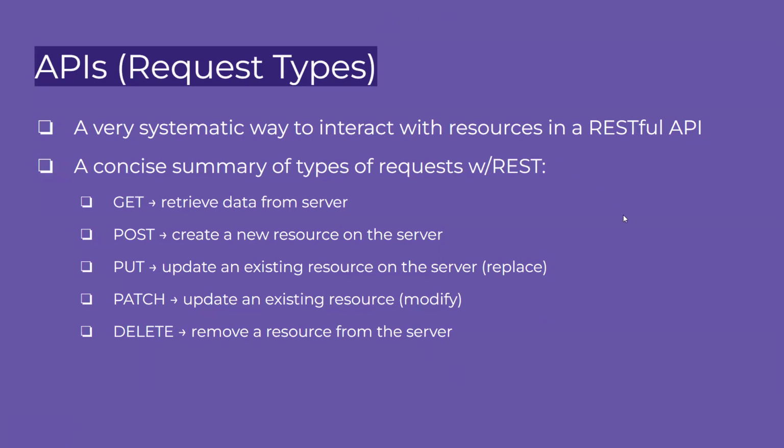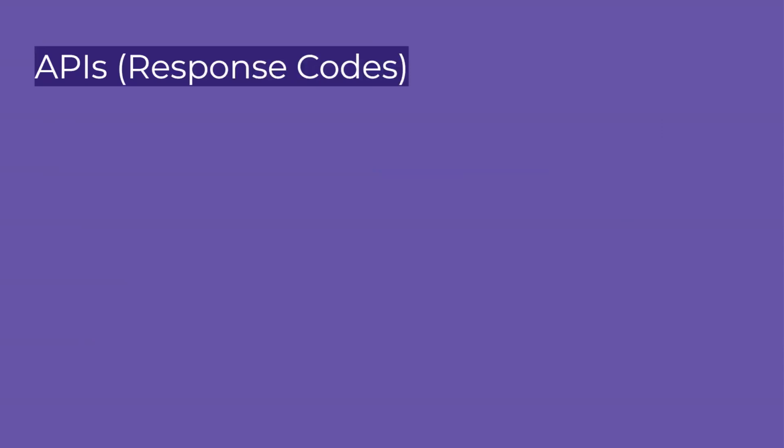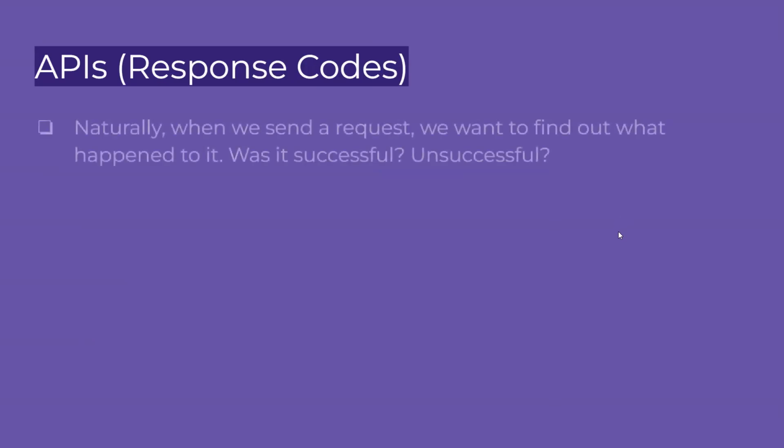Now let's think about what sort of responses we can expect from the server. Like, what will we get back depending on the request we give? And so we have 5 categories of responses, and usually there are status codes associated with these. So we're actually going to talk about these status codes, response codes. Because when we send a request, we want to find out what happened to it, right? Was it successful? Was it unsuccessful? And also, if it was unsuccessful, what went wrong? Was it something on our end at the client, or was it something at the server end?